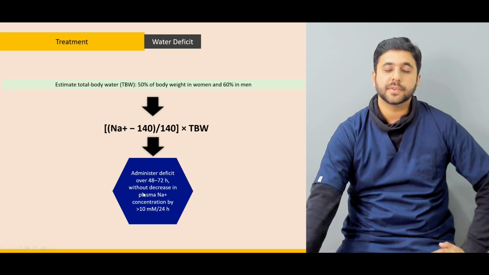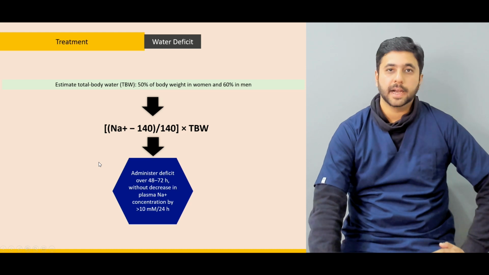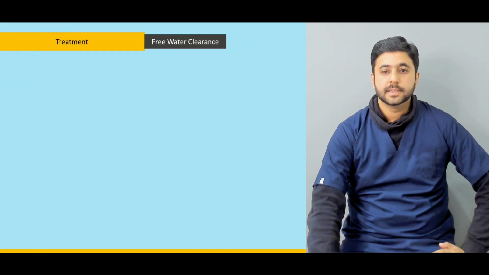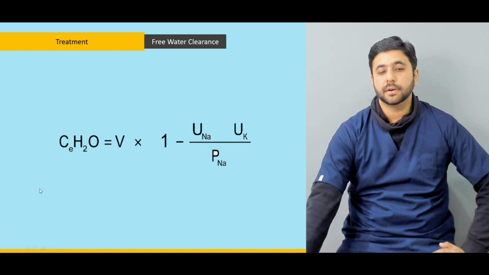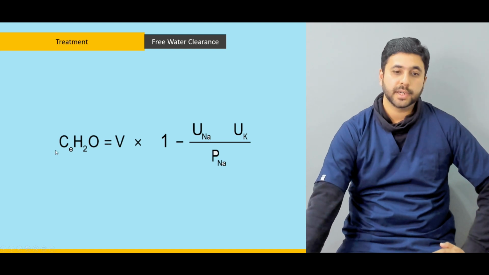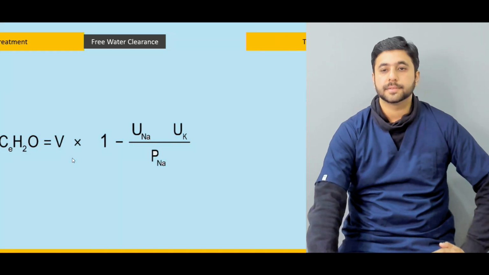This is an important thing, because if we overcorrect or give the patient water very fast, then there is a chance of developing cerebral edema. Similarly, we also have to calculate the free water clearance. This is the formula which I also told you in the lecture on hypernatremia. The V stands for the urinary volume, UNA stands for the urinary sodium concentration, and UK stands for the urinary potassium concentration. This PNA stands for the plasma sodium concentration. So this electrolyte concentration of both the urine and the plasma is very important to evaluate the free water clearance.